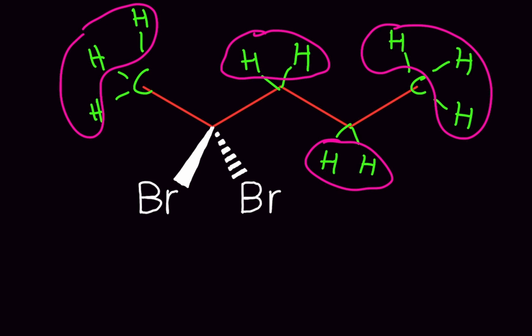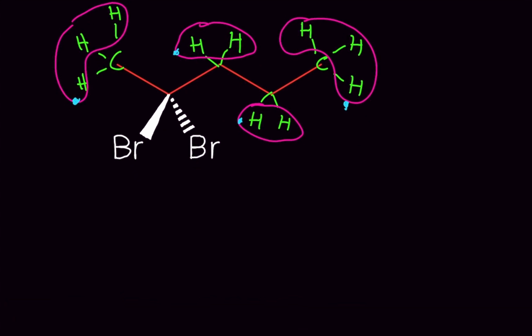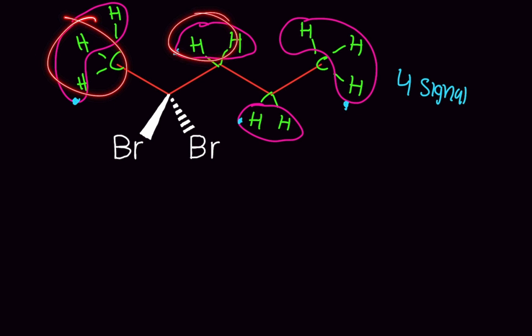So we count up all the pink circles that we have. We have a dot here, dot here, dot here, dot here. There are no equivalent environments. Everywhere has its own signal. So this is 4 signals because we have 4 different bubbles: 1, 2, 3, 4, and none of them are joining.